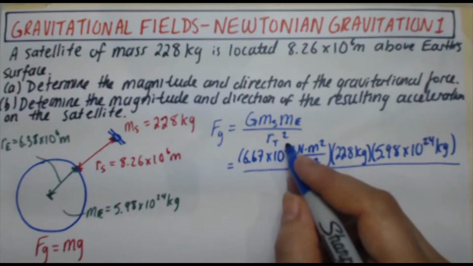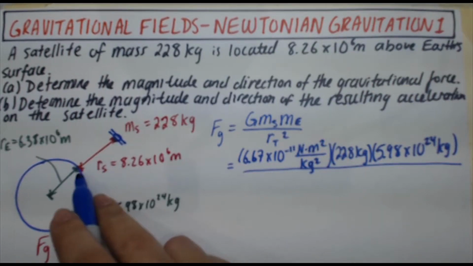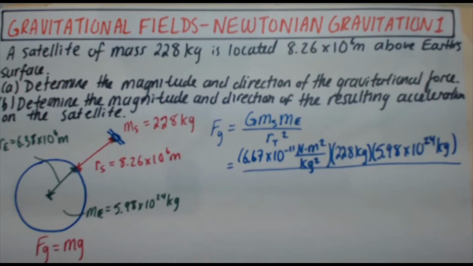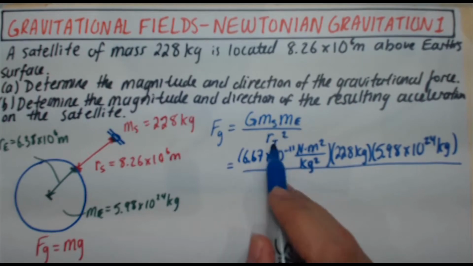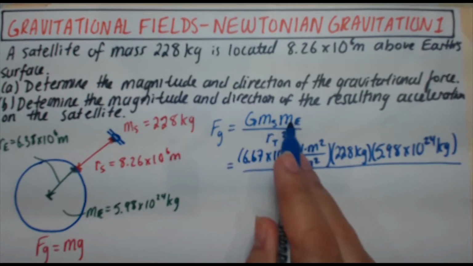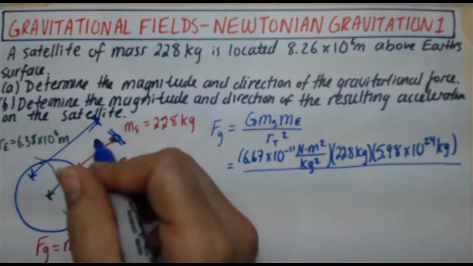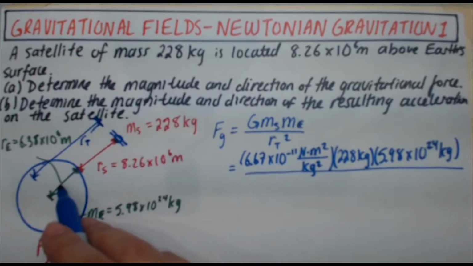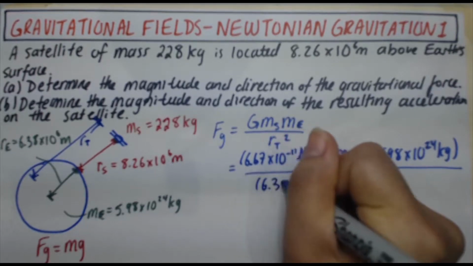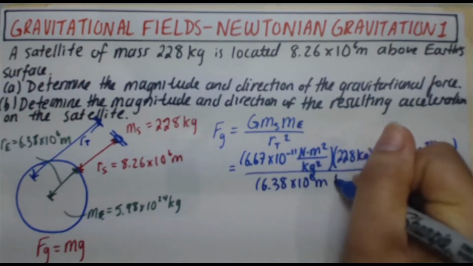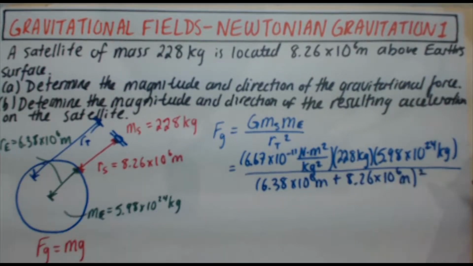Now, this is exactly why I drew the picture the way I did. I've got the radius of the Earth, and the distance between the surface of the Earth and the satellite. This r in the denominator of the universal gravitational formula is the distance between the centers of the mass listed here and the mass listed here. In other words, it's this distance right here. But if you look at that distance, rt, it's simply re plus rs. So 6.38 times 10 to the 6 meters plus 8.26 times 10 to the 6 meters. Don't forget to square that.